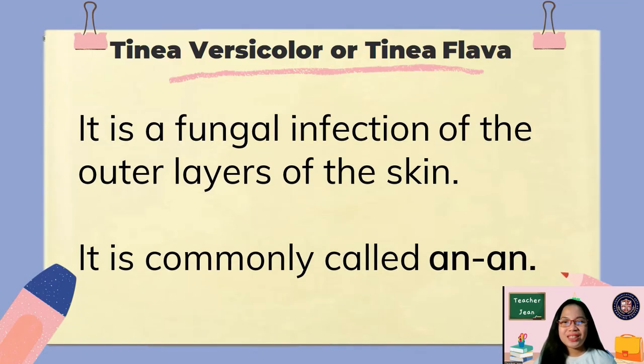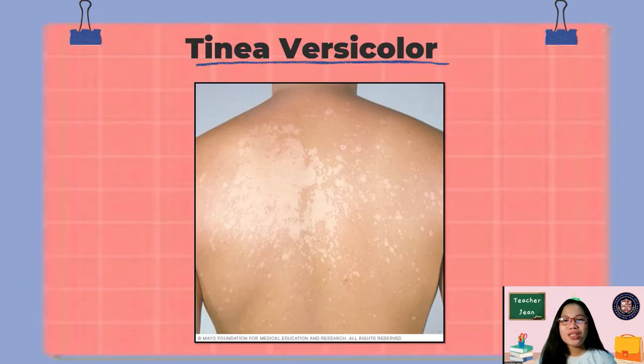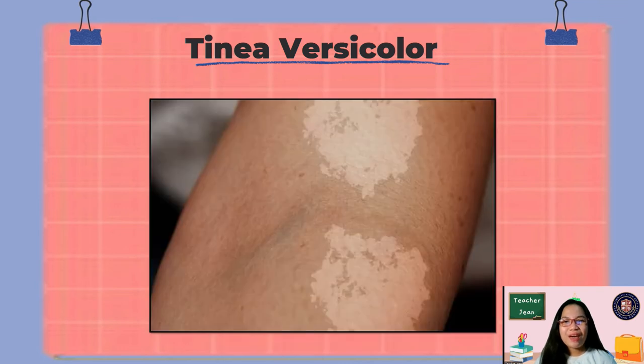First, we have Tinea versicolor or Tinea flava. So this infection affects the outer layers of the skin, which is commonly called as an. So maybe we can have a clue from the name versicolor because somehow it changes the color of the skin.